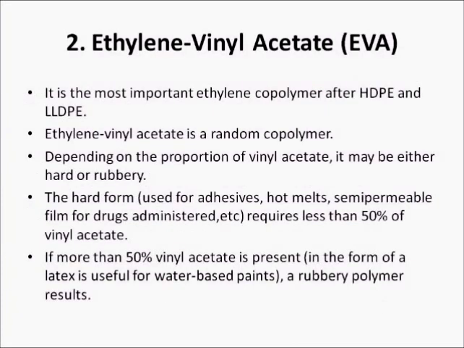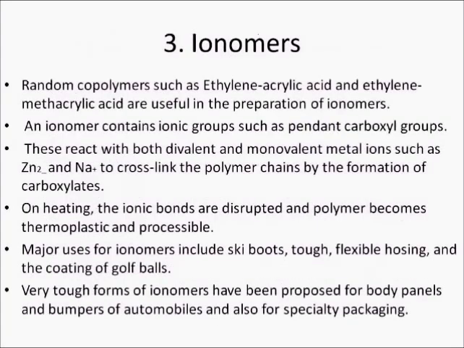Ethylene vinyl acetate is a random copolymer with two types of textures: hard and rubbery. Less than 50% vinyl acetate makes EVA hard and suitable for adhesives or membrane production, while more than 50% makes it rubbery and is useful for water-based paints.